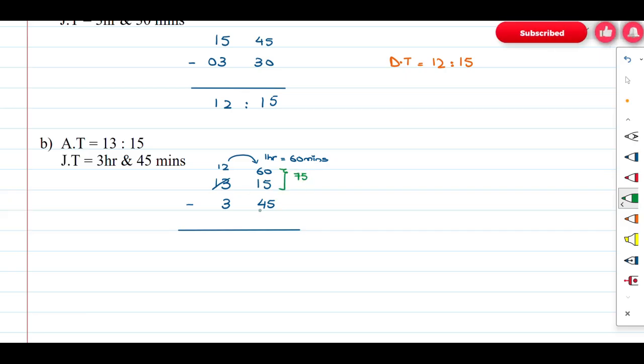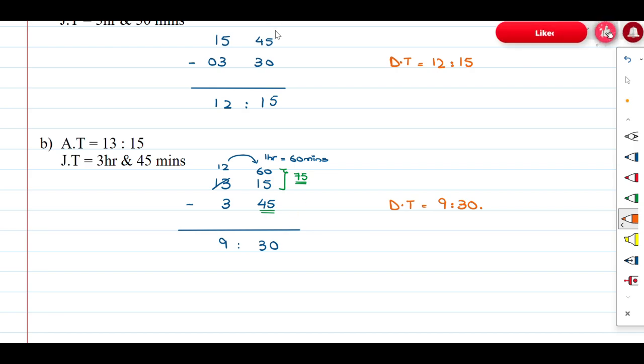Now from 75 minutes, we have to subtract 45 minutes. 5 take away 5 is 0. From 7 take away 4 is 3. Now from 12 hours we have to subtract 3 hours. From 12, when you subtract 3, it's 9. So 9 hours, and here we can say the departure time is 9:30. At 9:30 the train leaves the station.